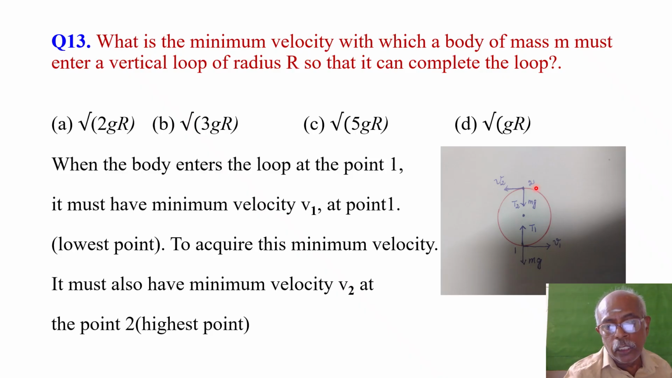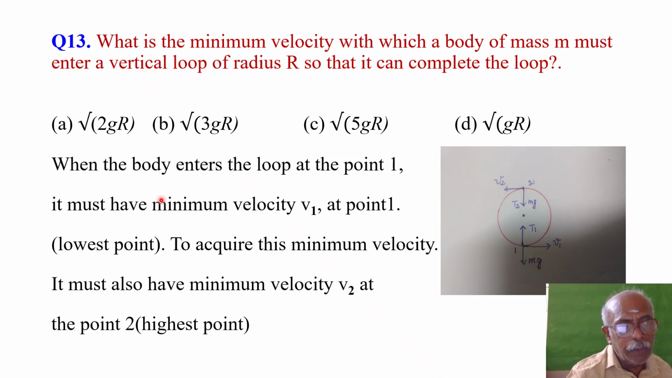So you are asked to find the minimum velocity, let it be v1, with which the body must enter this vertical loop so that it can complete one loop. You are given 4 options: square root of gr, square root of 2 into gr, square root of 3 into gr, square root of 5 into gr, and square root of gr.